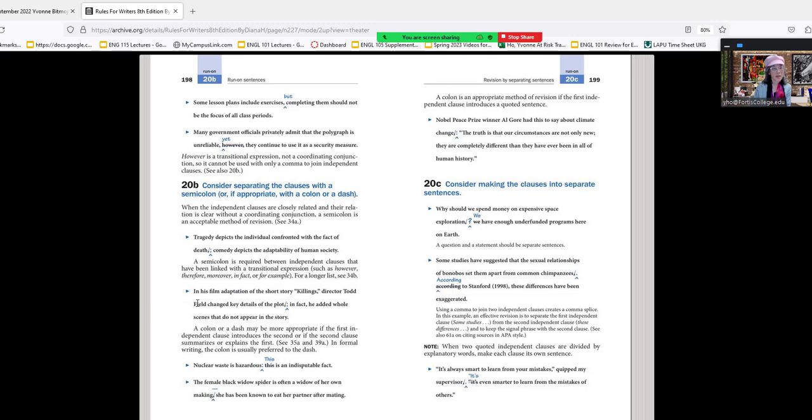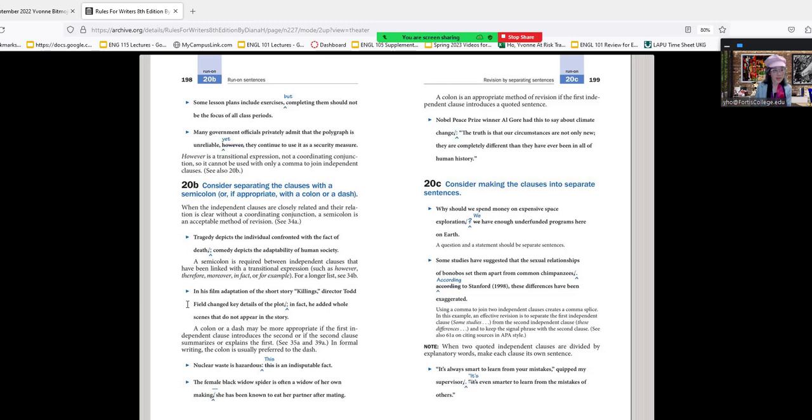So in his film adaptation of the short story Killings, director Todd Field changed key details of the plot; in fact, he added whole scenes that do not appear in the story. So when you use a transition word, you can have a semicolon, then the transition word, then the comma.